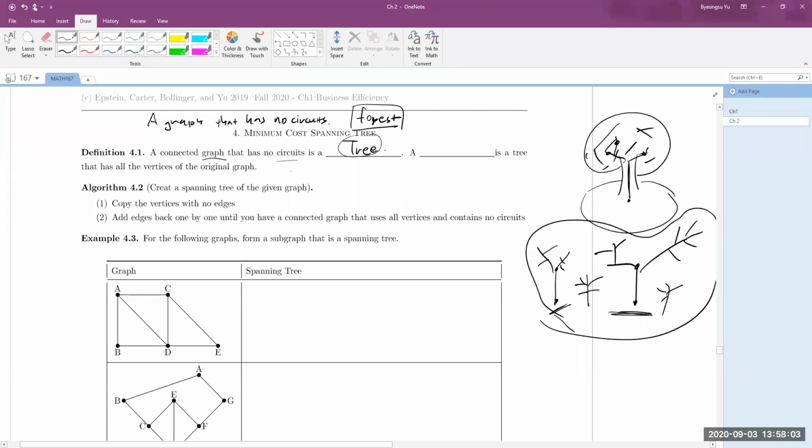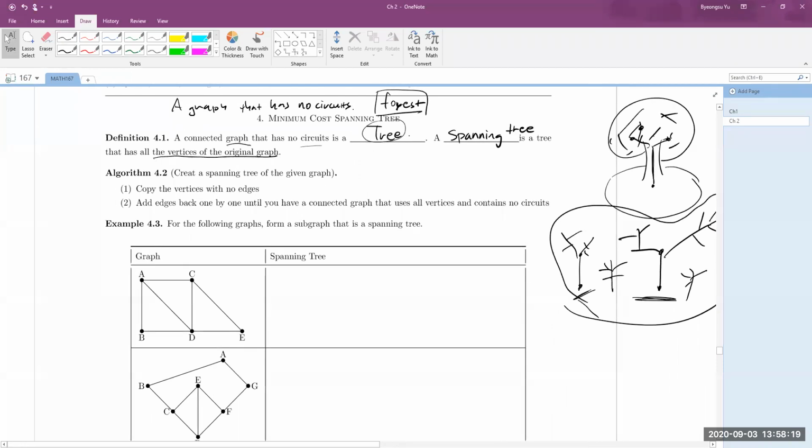And for a connected graph, a spanning tree is a tree that has all vertices of the original graph. If you have a graph with circuits, you can take the bones of the graph. What I mean by bones is a graph connecting every vertex but sparing the smallest edges. So it is called a spanning tree.